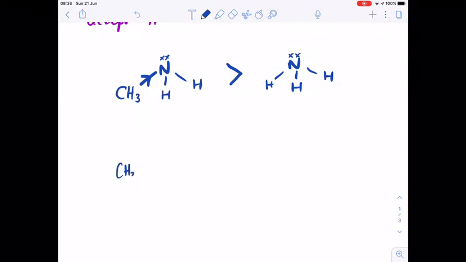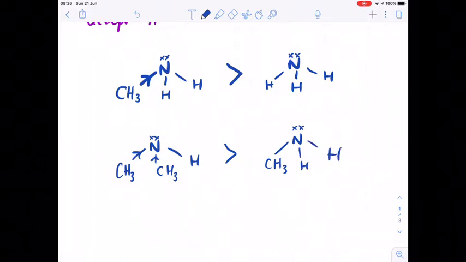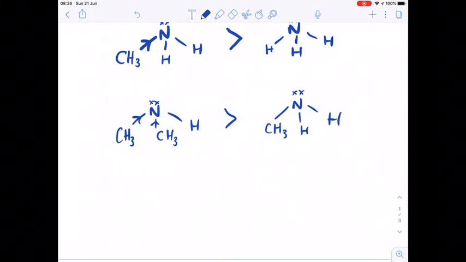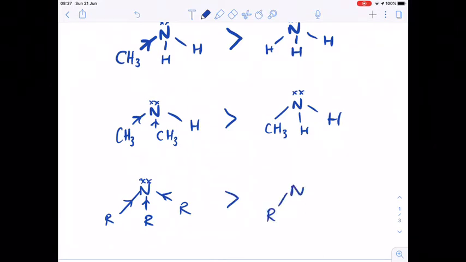Now, if we had a look at something with, say, 2 alkyl groups, then we've got 2 lots of the positive inductive effect. So that would be greater base strength than something with 1 alkyl group. And if we had 3, that would be even better, because we would have 3 alkyl groups. It doesn't matter what the alkyl groups are, they will have a positive inductive effect on that lone pair. So that would be better than having 2. Oops, we didn't mean to put a third one there, did we? Let's get that and swap it for that.